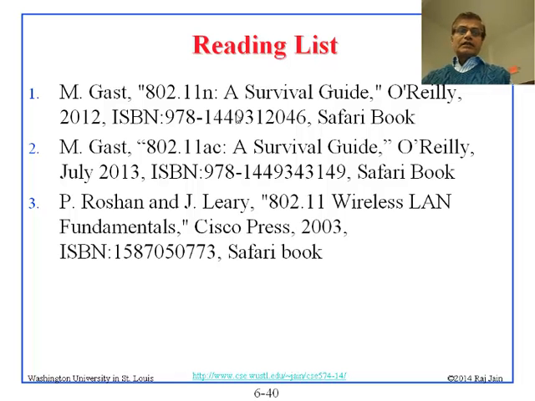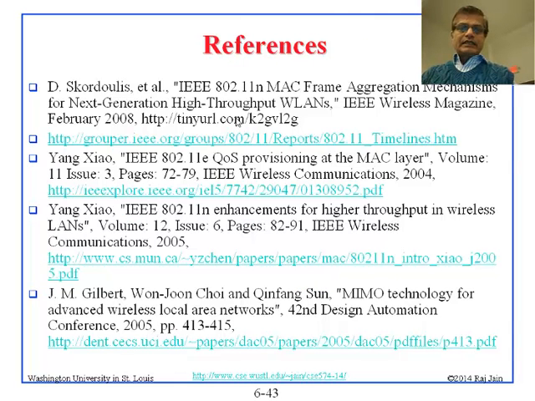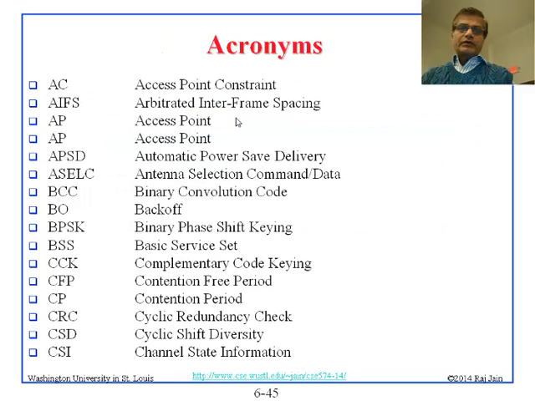Well, so there are two books from this guy, my favorite guy, M. Gast. He wrote one on 11n, one on 11ac, and that's why I became a fan of him, because both of them are very good, easy to read. There is a book from Cisco on the original other 11 stuff, if you want to know a, b, g. There are plenty of Wikipedia links and these references if you want to know more about it. Okay?